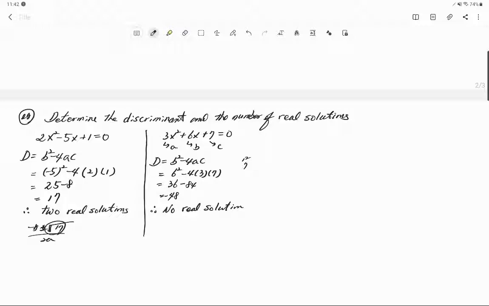Look at this: negative b plus or minus the square root of negative 48. So this is a complex number, right? Complex number, so no real solution.